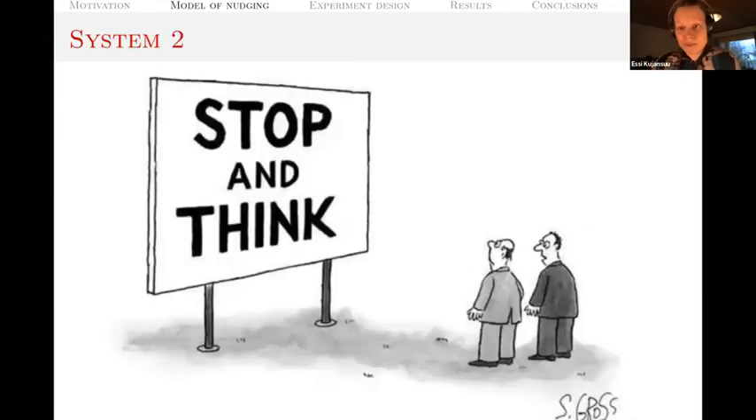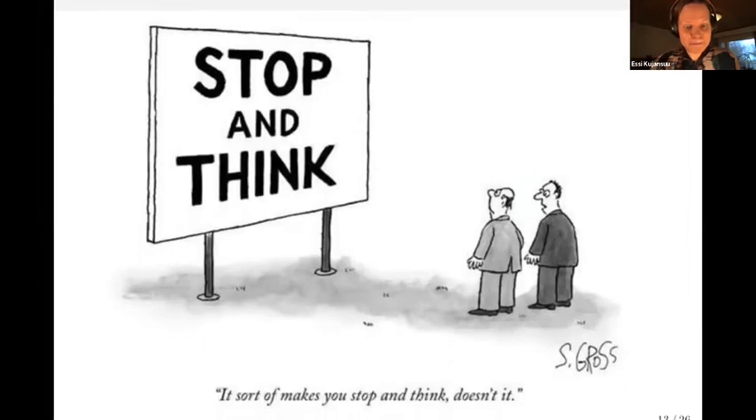What I want to do with the system 2 nudge is to stop people and make them think. So this cartoon says it sort of makes you stop and think, doesn't it? An example in real life of this is when you are submitting online forms and you click this button and it says, please, can you check through what you have just provided to be sure that this information is correct. And once you have done this, please confirm and submit again.